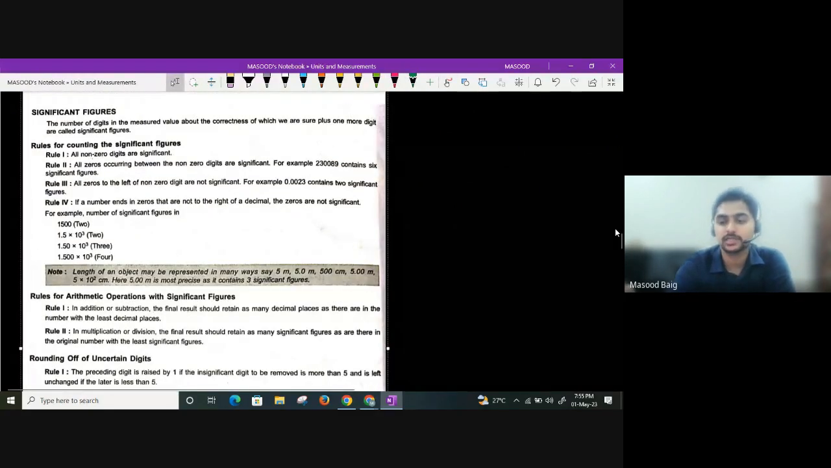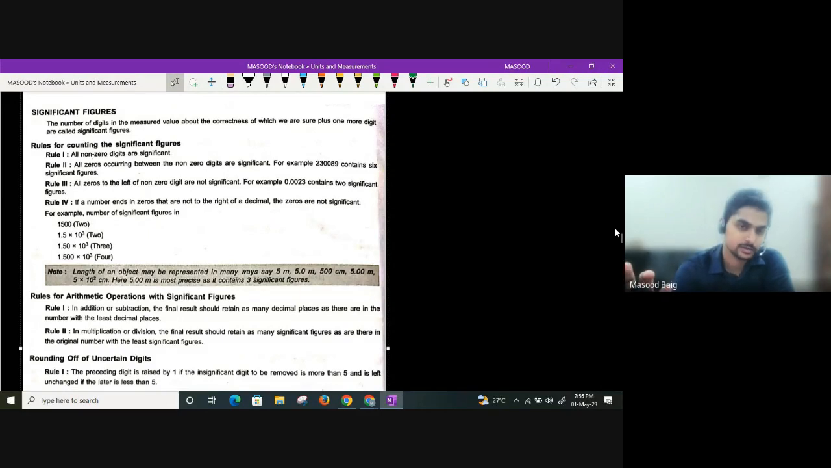As we know, in any measurement you take, you will have some certain values and some uncertain values. All the certain values in the measurement, as well as one uncertain value, give us what are called significant figures. So what are significant figures? They are the number of digits in the measured value which are certain, and one digit which is uncertain.